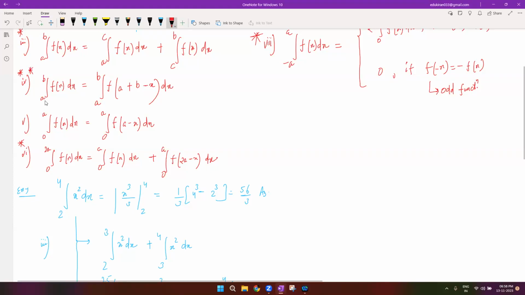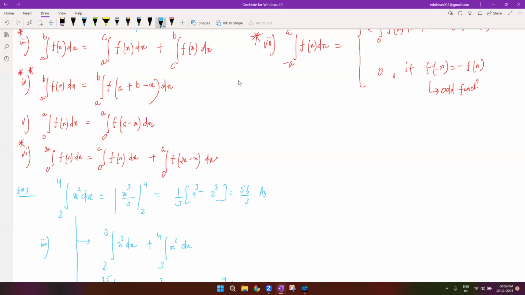By the way, fourth and fifth are same. Similarly, sixth and seventh are same. Now let's first discuss this. What is fourth property? You understand fourth, you will understand fifth also. But first understand fourth. Okay, so fourth is saying that if I want to integrate a function fx from a to b, then I can also transform my function fx, or rather than this, I can transform my x.